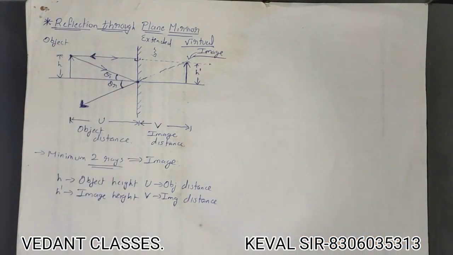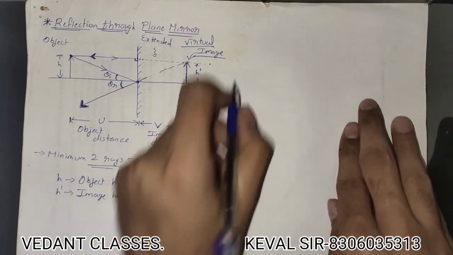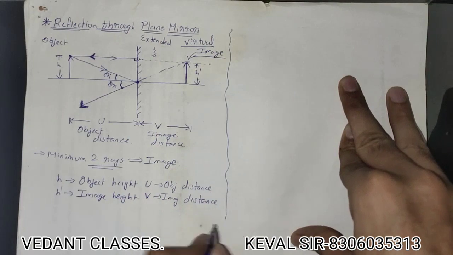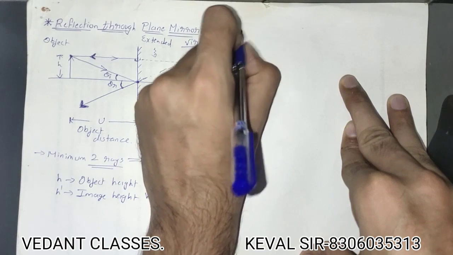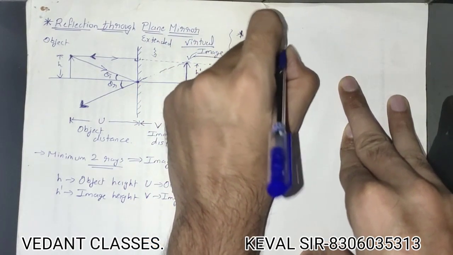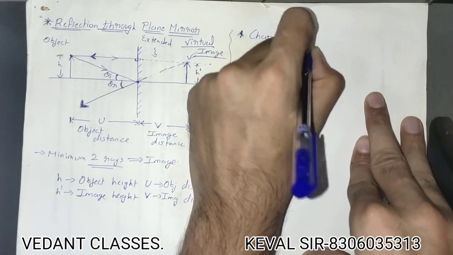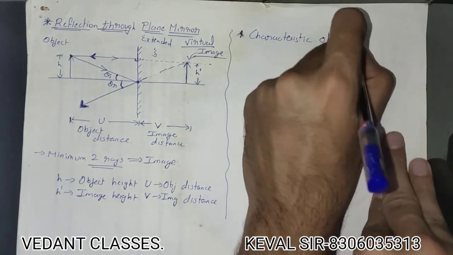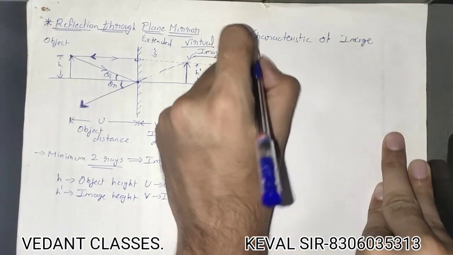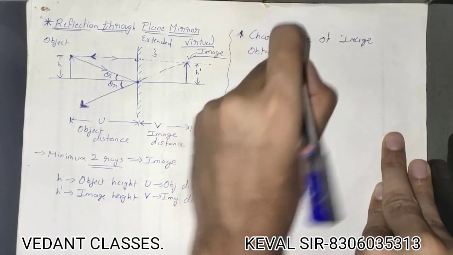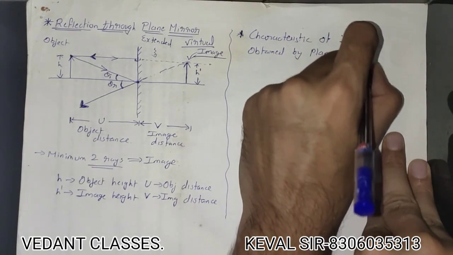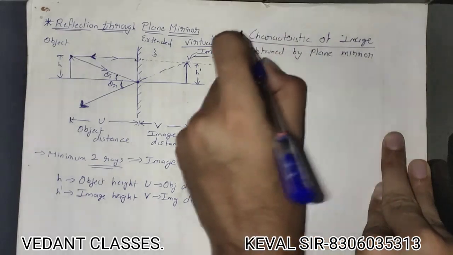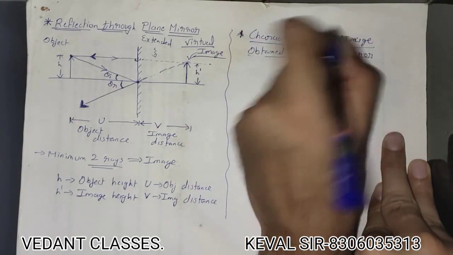Okay, so now let's write the conclusion. Okay, the characteristic of the image that is obtained from the plane mirror. This is a very important question. It is asked in the examination. It can be asked. Okay, so you can say characteristic, or you can say property, of image obtained by plane mirror. Okay, so let's note down the characteristic of the image that is obtained by the plane mirror.